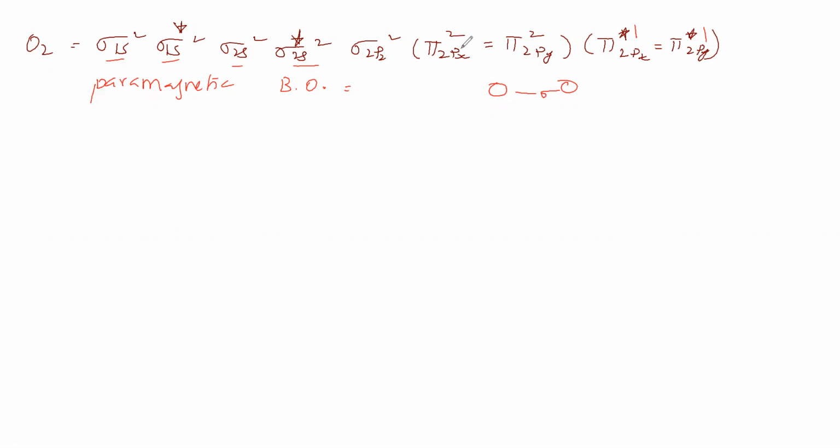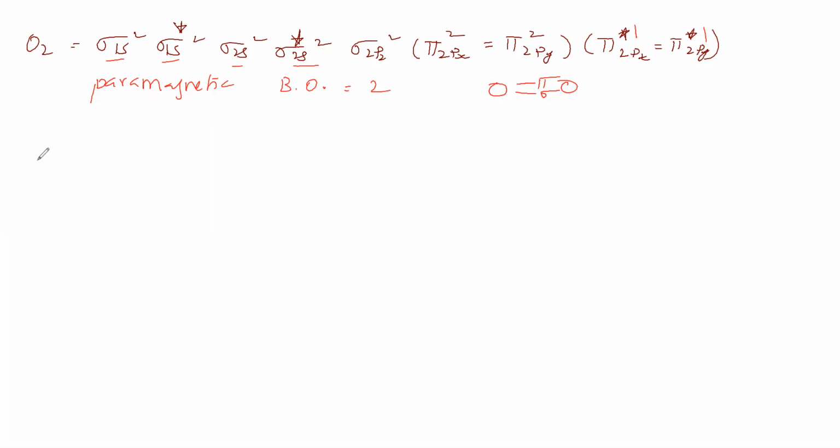This pi 2px2 is there. Here pi star 2px1 is there. This one electron will cancel one electron here. So the remaining one electron forms a half pi bond. Then pi 2py2, here pi star 2py1. This one electron cancels one electron here. So the remaining one electron forms a half pi bond. Therefore, completely one pi bond is formed. Therefore the bond order is 2. In the oxygen molecule a double bond is there, in which one is sigma and one is pi.